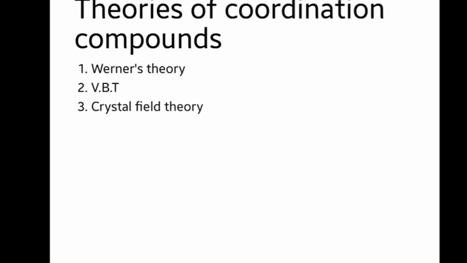Next, moving on to theories of coordination compounds. The first one is Werner's theory. As I told you, Alfred Werner was the first one to learn about coordination compounds. He conducted a number of experiments through which he could suggest the structure of coordination compounds. So first we will be learning Werner's theory. We will learn his experiment and the postulates he gave after the observation of his experiment.